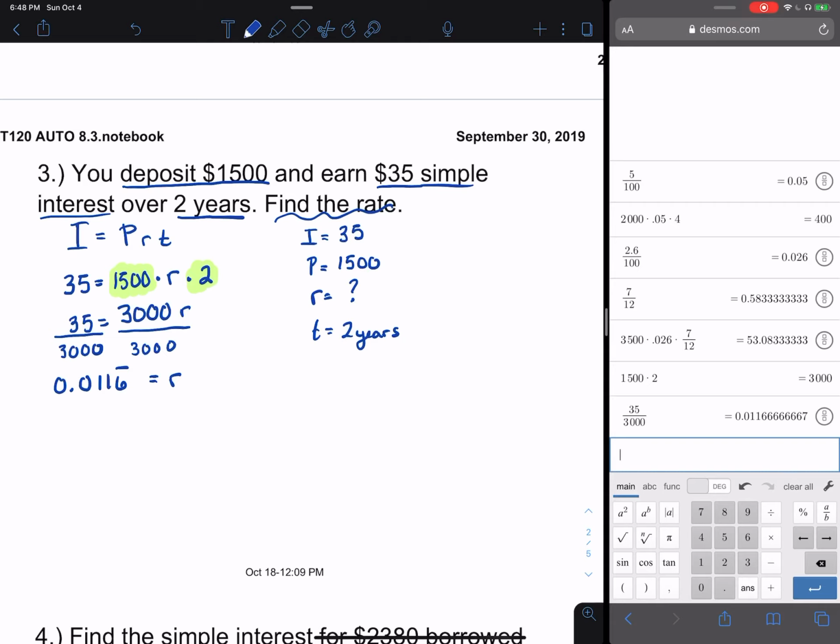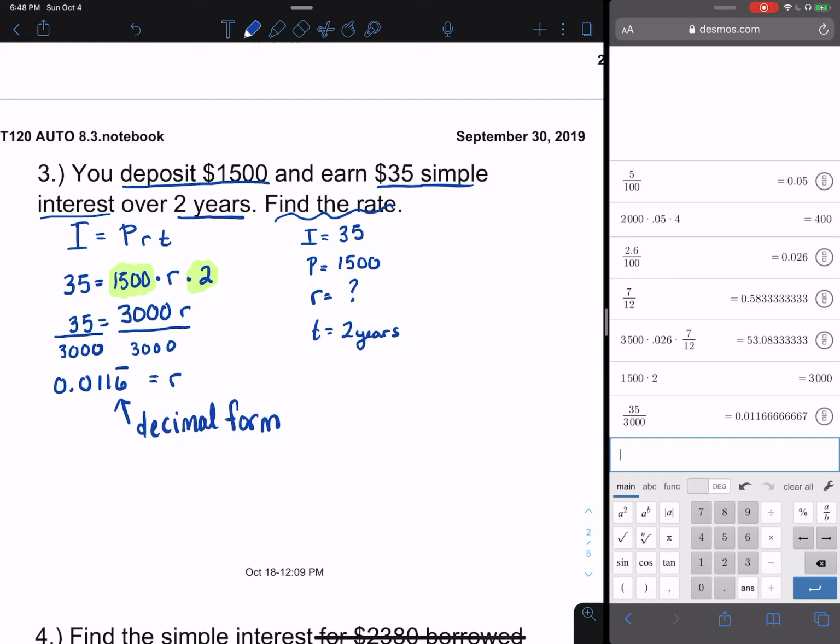We're not actually done the question here, or done the problem. So remember, whenever we substituted a value for R into the equation, we substituted it in decimal form. So this is our answer in decimal form. But they always gave us the rate in percent form.